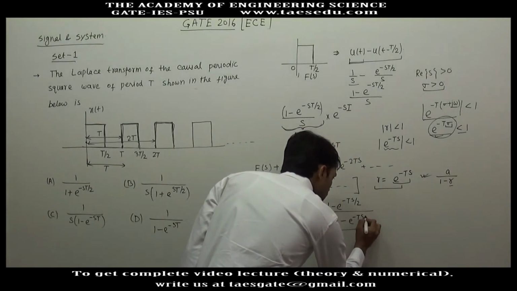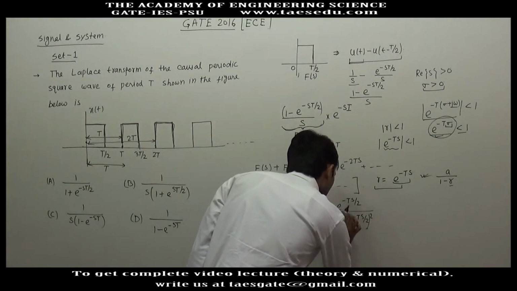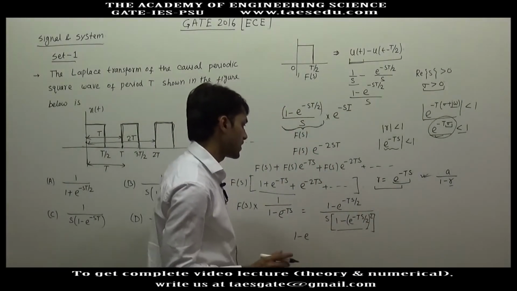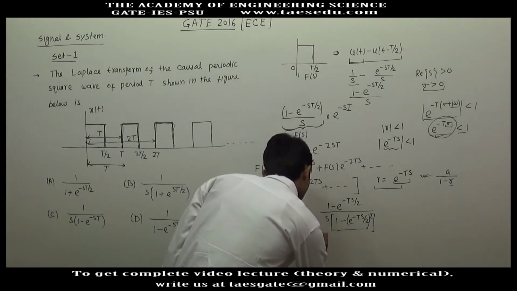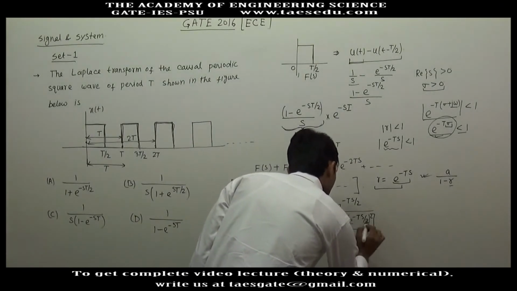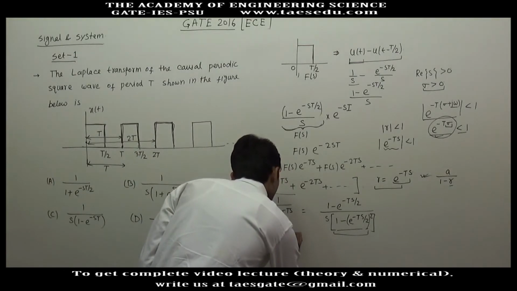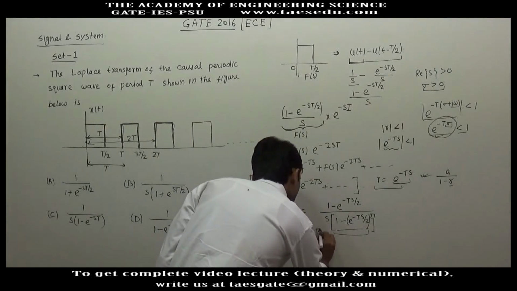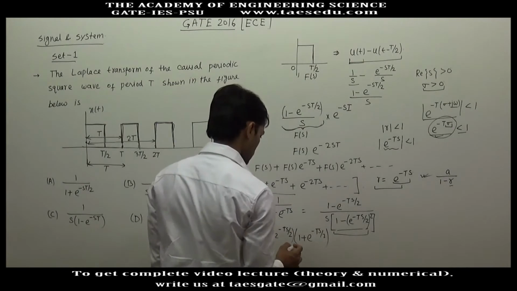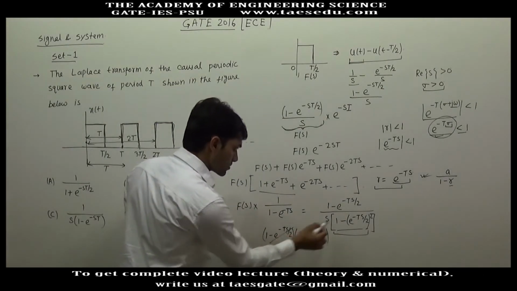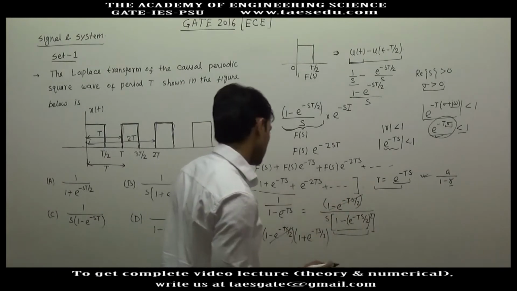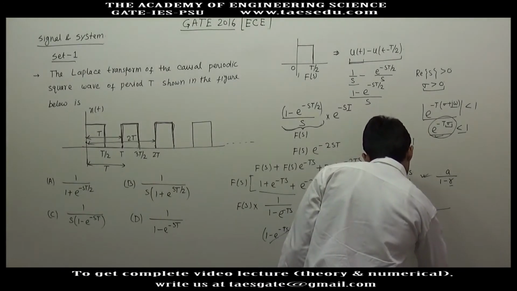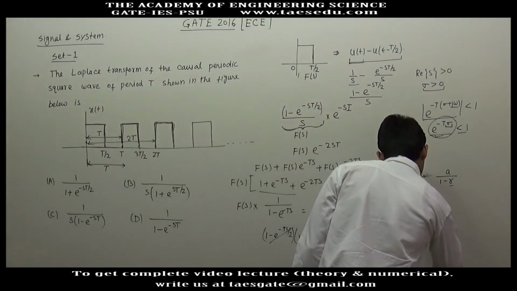1 minus e to power minus sT can be written as 1 minus (e to power minus sT by 2) whole square. So 1 minus a square is (1 plus a) into (1 minus a). This gives 1 minus e to power minus sT by 2 into 1 plus e to power minus sT by 2. So 1 minus e to power minus sT by 2 will cancel. So the answer will be 1 divided by s into (1 plus e to power minus sT divided by 2).